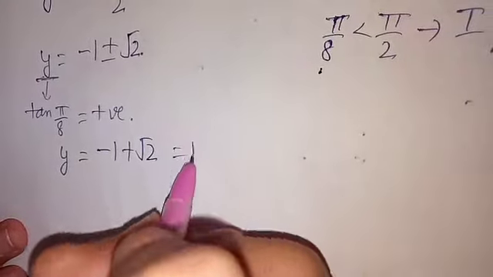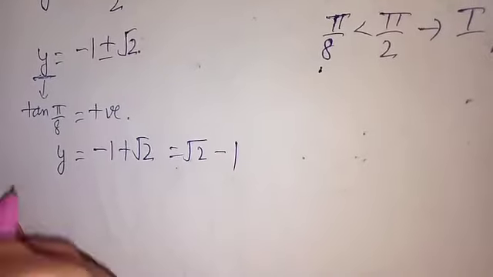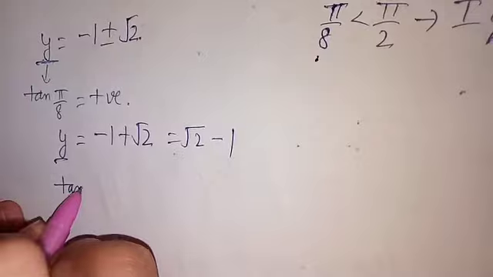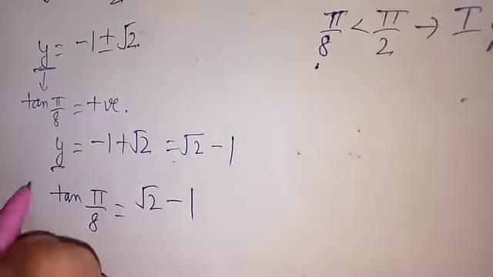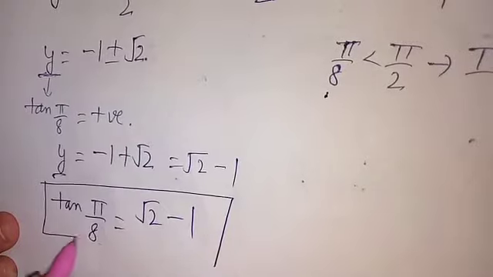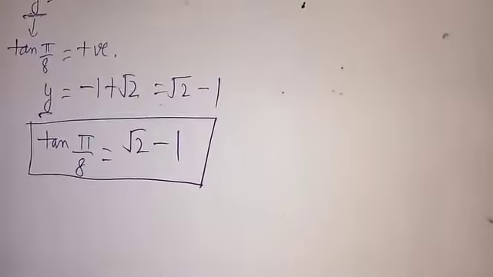Okay, or we can write it as root 2 minus 1. Okay, and what is our y? Y is tangent pi by 8, that is equal to root 2 minus 1. It is the value of tangent pi by 8. Okay.